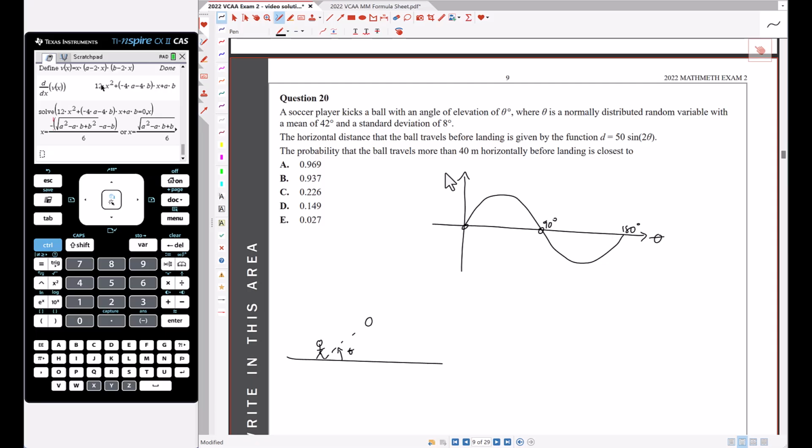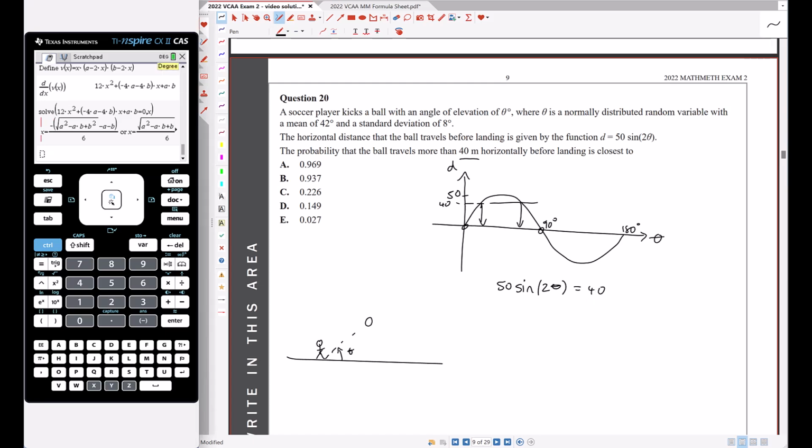This is our distance. The maximum distance is 50. You can see that. So we want to know the probability that the ball travels more than 40 meters. Okay, so therefore we want to know when the distance is 40, what range of angles give a distance that is bigger than 40. Okay, so we're going to need those two values. So the first thing we need to do is solve 50 sine of 2 theta equal to 40, just between 0 and 90.